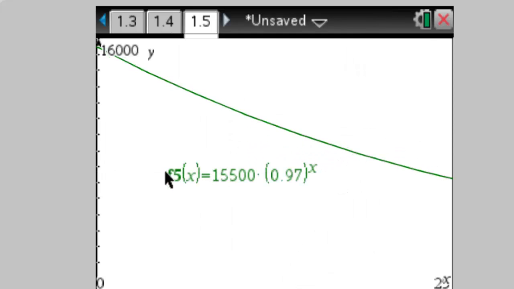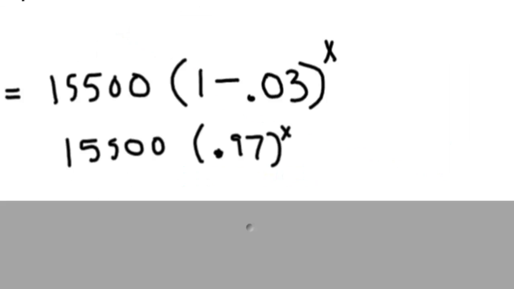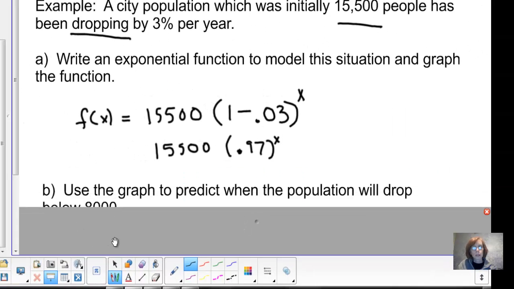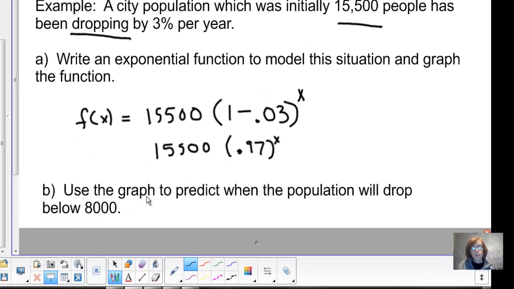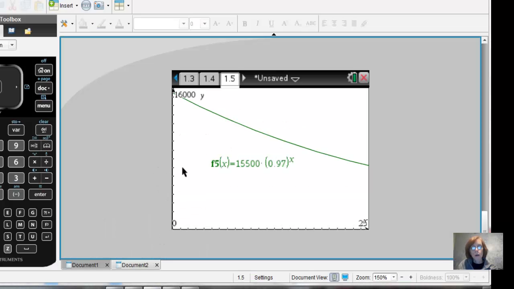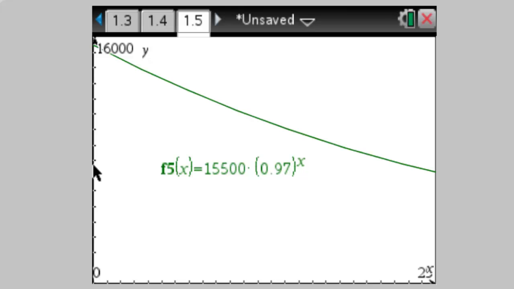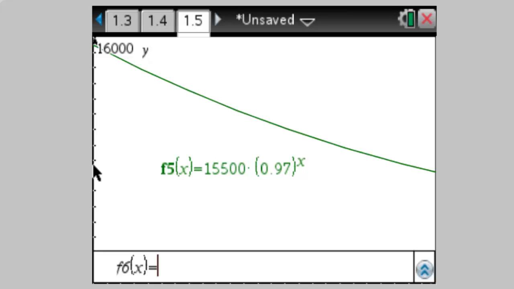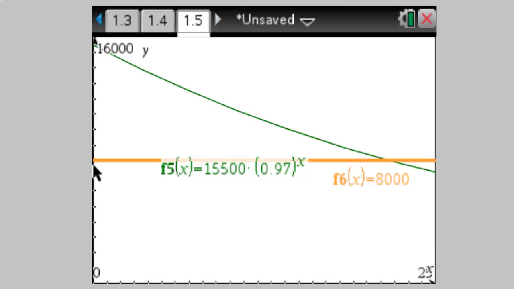And now again, the question is, use the graph to predict when the population will drop below 8,000. Let me show you one other way to get that. If we want to know when the population is going to drop below 8,000, let's enter a new function, Control G, and just type in 8,000. We're going to get a horizontal line, and where they intersect here, that's what we are interested in.